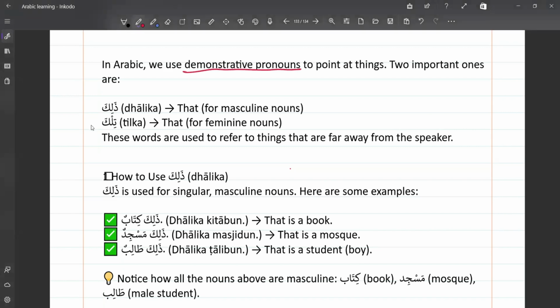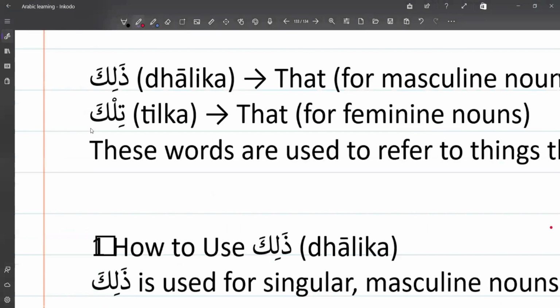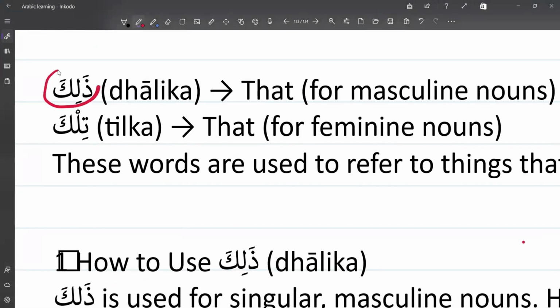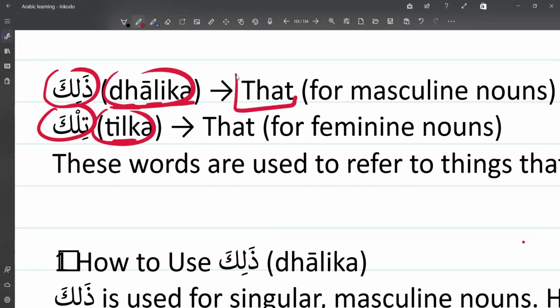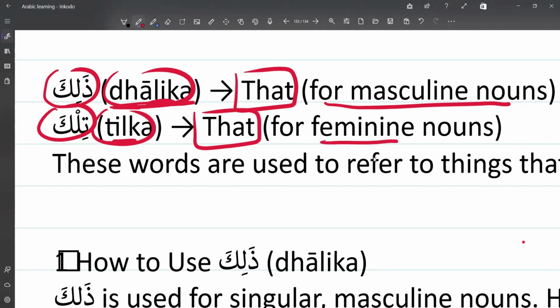And those two words are ذلك and tilka. Both mean the same. The meaning of both the words dhalika and tilka are the same, and both mean that, right? However, the word dhalika is used for masculine nouns, and the word tilka is used for feminine nouns. That's the difference, right?